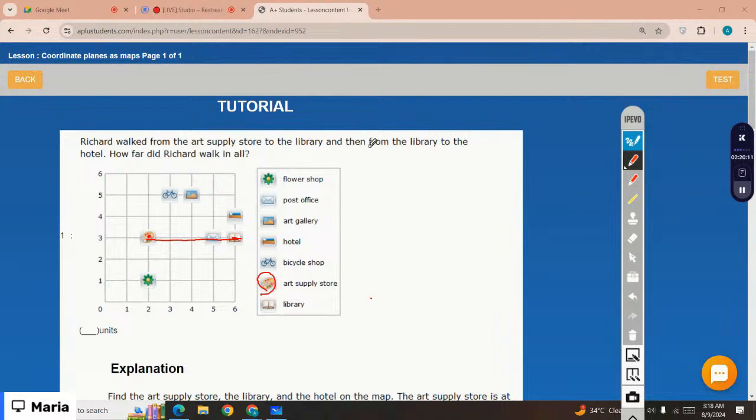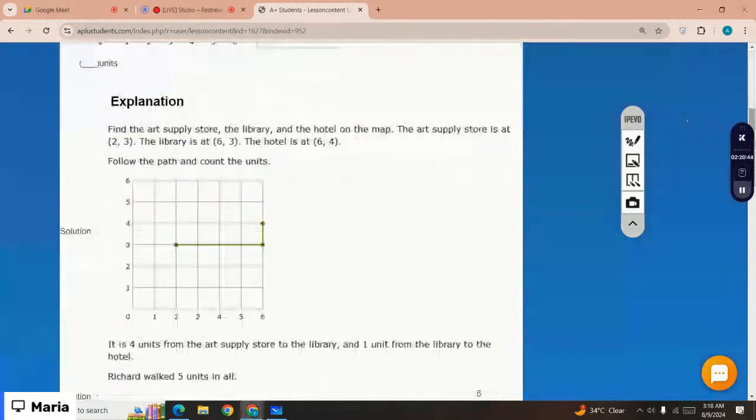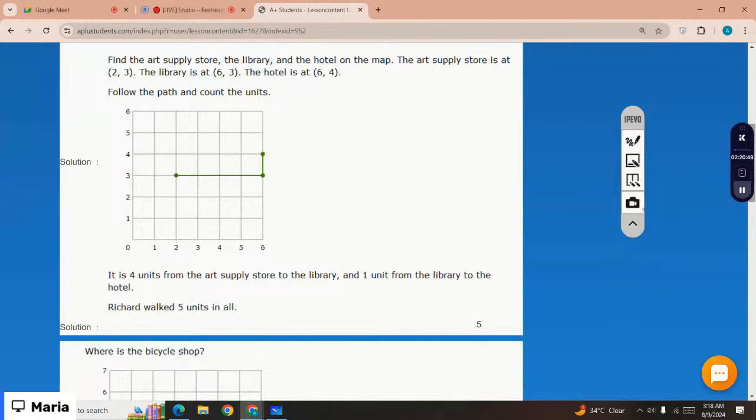Then from the library to the hotel. So from here to here. How far did Richard walk in all? You have to count the distance from here to here. So 1, 2, 3, 4, and 5. That means the total distance from the art supply store to the library and from the library to the hotel is 5. Got it? So the correct option is 5. You can see here how Richard walked.